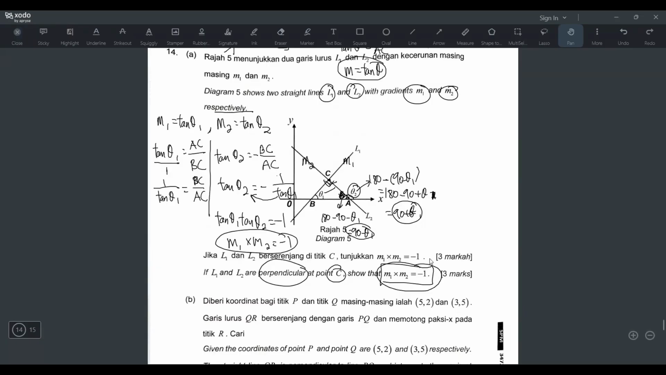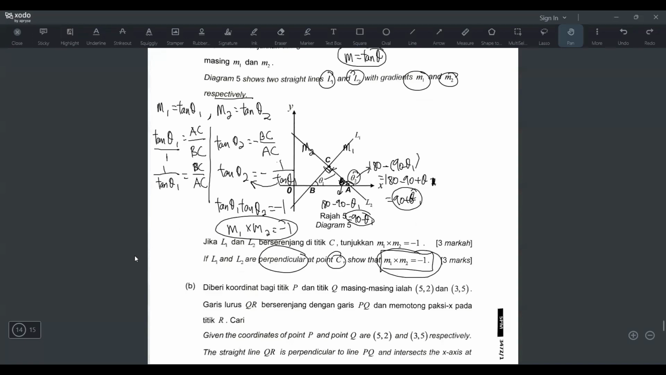Okay, so this is only worth 3 marks. You just show them how the formula comes about.